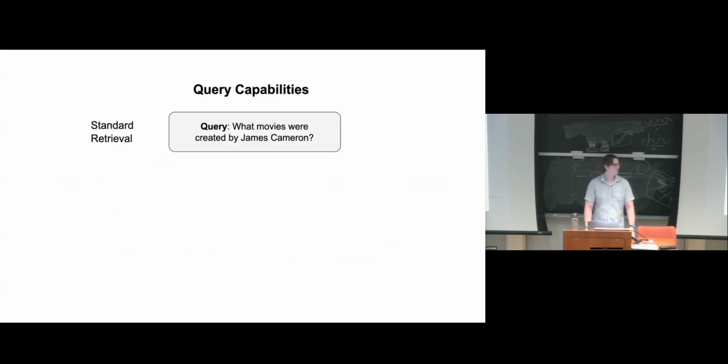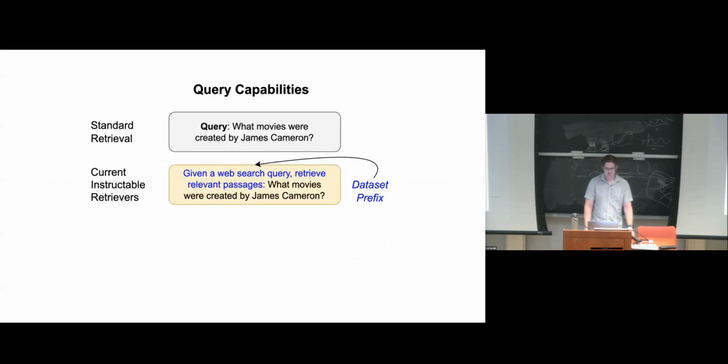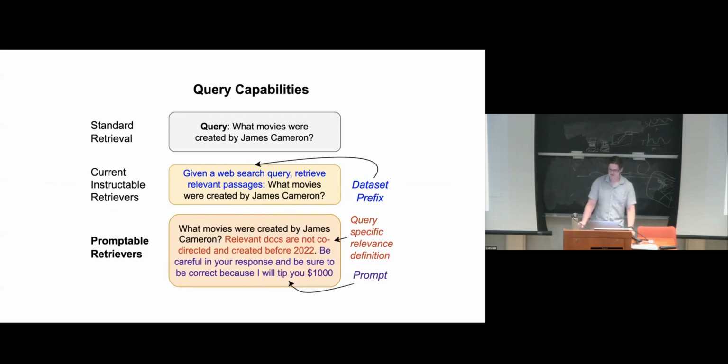So in standard retrieval, you have this keyword-based search. The current instructable retrievers prepend this prefix in the front. But what we wanted was something like this, where you have a query-specific relevance definition in red. And then just to show everyone that you could do it, I wanted to add this purple thing right here, treat it exactly like a language model. I want to give it all the prompt hacks that work on language models and make it work for retrieval as well. So like, be careful in your response and be sure to be correct, and I will tip you $1,000. Or like, you'll lose your job if you don't rank this right, and so on and so forth. So that's the goal here, to create a promptable retriever that can handle both these query-specific relevance definitions and the prompt.